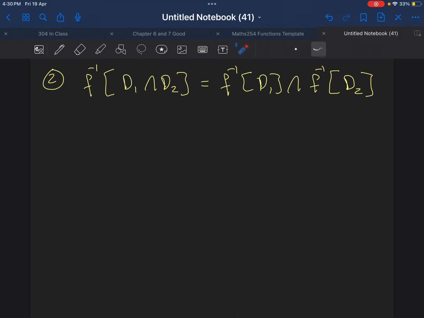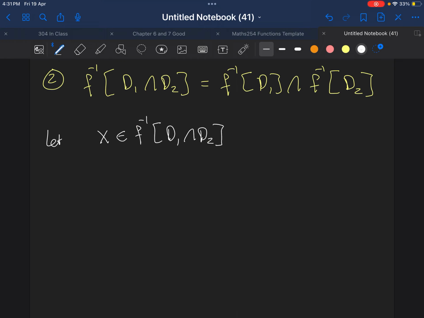What we will do is take an x here and prove that it is there. I would like to bring your attention to this proof because I will do it two in one. Usually, we have to divide the proof into the first being a subset of the other, and the other a subset of the first one. I'm not going to do this. I'm just going to do both at once. So let x be in F inverse of d1 intersection d2. That's what I'm going to do.